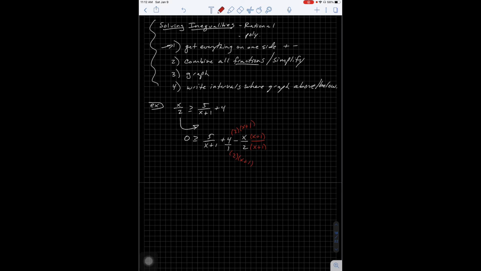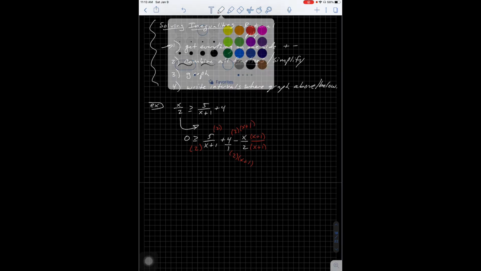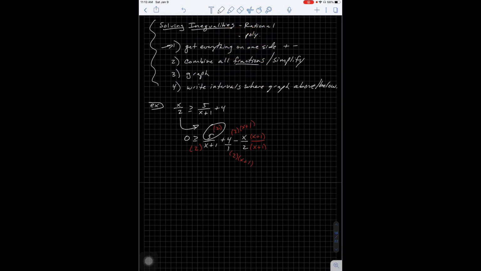And then this first term just needs a 2 on the top and the bottom. All right, so let's multiply that out. As I go, I'm going to multiply and combine the fractions. So I've got a 10, and then this is going to be 2x plus 2. And then I'm going to distribute in this positive 4, so I'm going to get plus 8x plus 8.